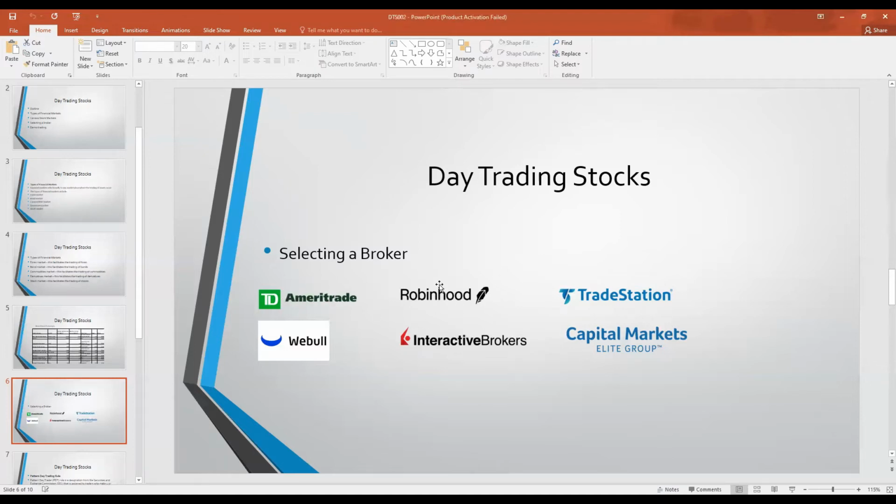Ameritrade, Robinhood, TradeStation, Webull, Interactive Brokers, and Capital Markets Elite Group. These are just some of the brokers. There are more brokers than these six mentioned here. There are many, many brokers. These are just some of the brokers that are available to trade stocks on these international financial markets.